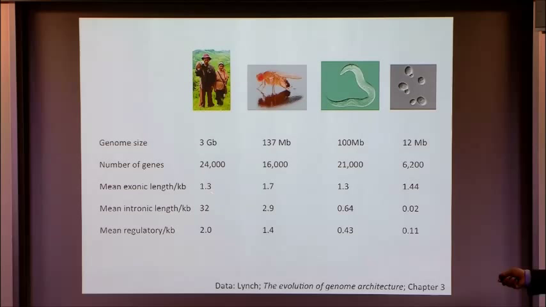So humans have an average of about 8 introns per gene, adding up to 32 kilobases. So we might think that these introns are important in complexity. Okay, apologies if everyone knows this, but what do introns do?